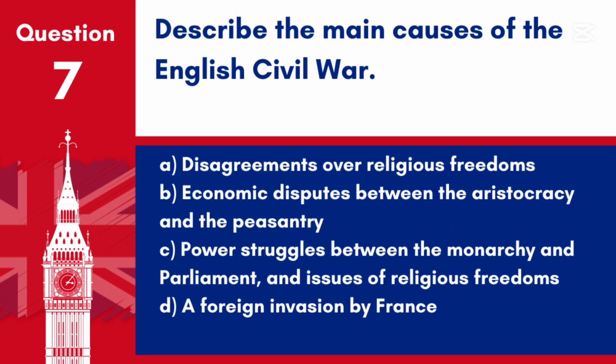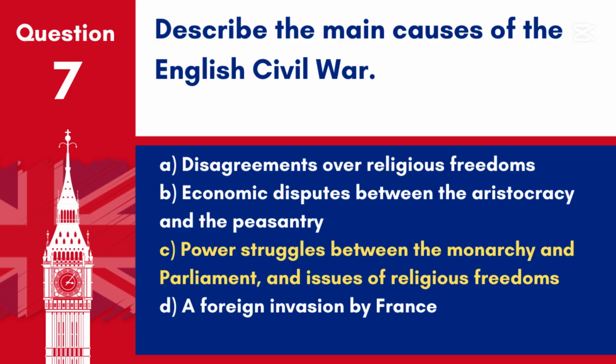Question 7. Describe the main causes of the English Civil War. A. Disagreements over religious freedoms. B. Economic disputes between the aristocracy and the peasantry. C. Power struggles between the monarchy and parliament and issues of religious freedoms. D. A foreign invasion by France.